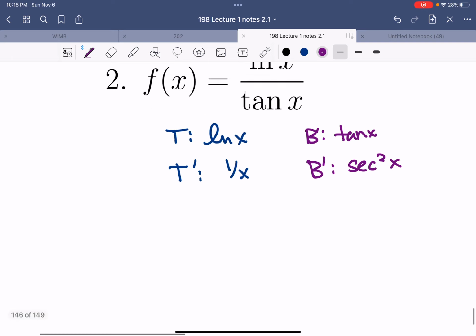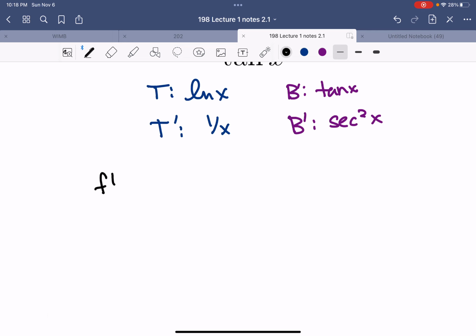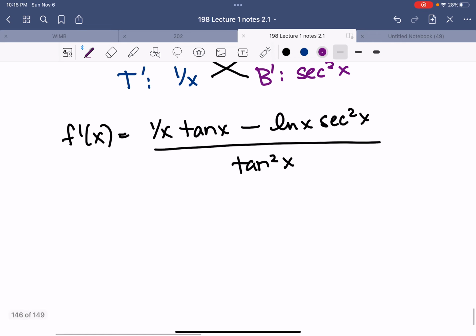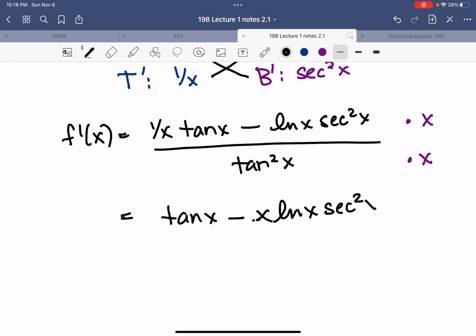And then we take the derivative and we put it together using quotient rule. This is top prime bottom, so 1 over x times the tangent of x minus bottom prime top, which is natural log of x secant squared x, all over the bottom, which is tangent, and we're going to square that, so tangent squared x. Now, if I want to get rid of my fractions and fractions, I can multiply everything in the top and everything in the bottom by an x, and that'll give me the tangent of x minus x times the natural log of x times the secant squared x, all over x tangent squared x. And that's my final answer.